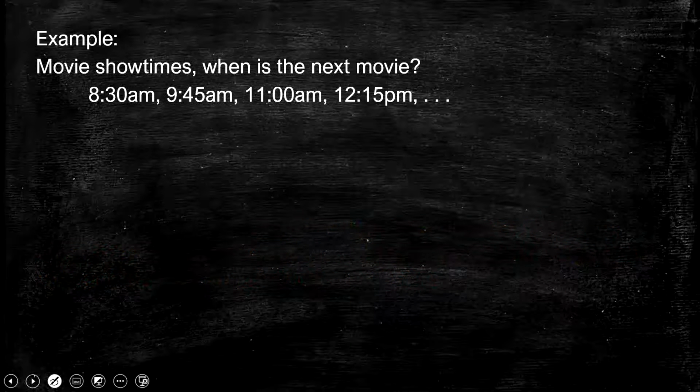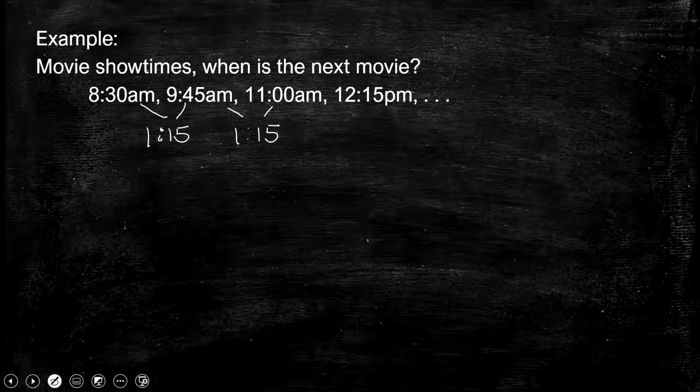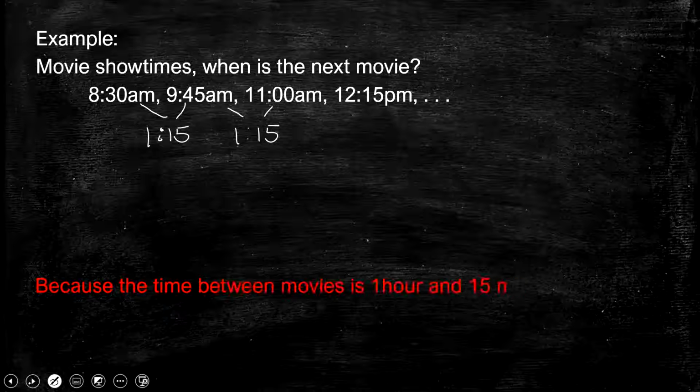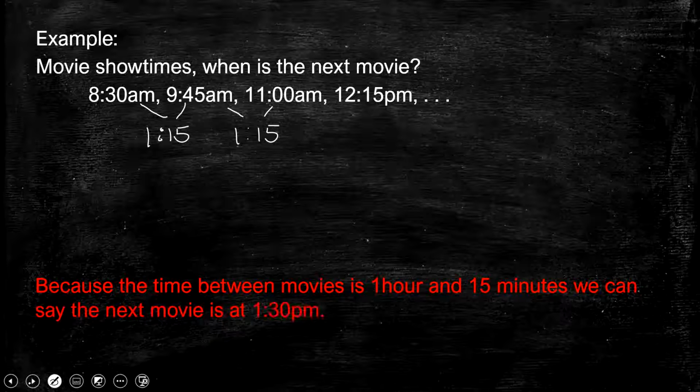An example, we're given these lists of movie times, 8:30, 9:45, 11, 12:15. We notice the time between each of these is an hour and 15 minutes. So our inductive reasoning is telling me that the movie is an hour and 15 minutes long. So if I had to guess when the next movie was, I'm just going to add an hour and 15 minutes to 12:15 and would get our time of 1:30. That's what we're going to be doing in this unit, the first part of this unit.